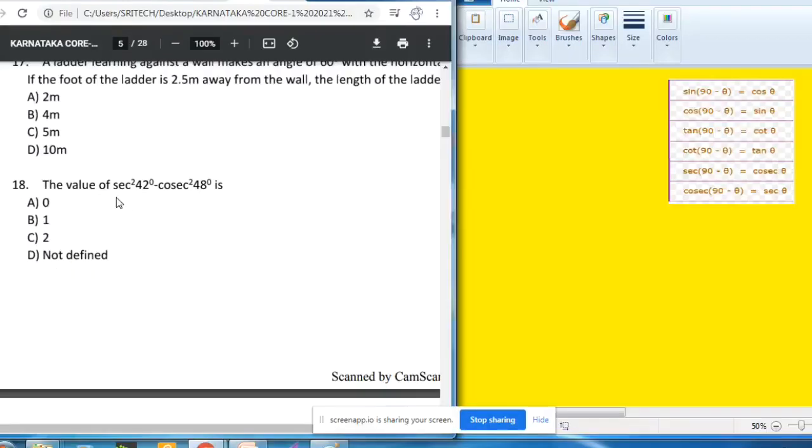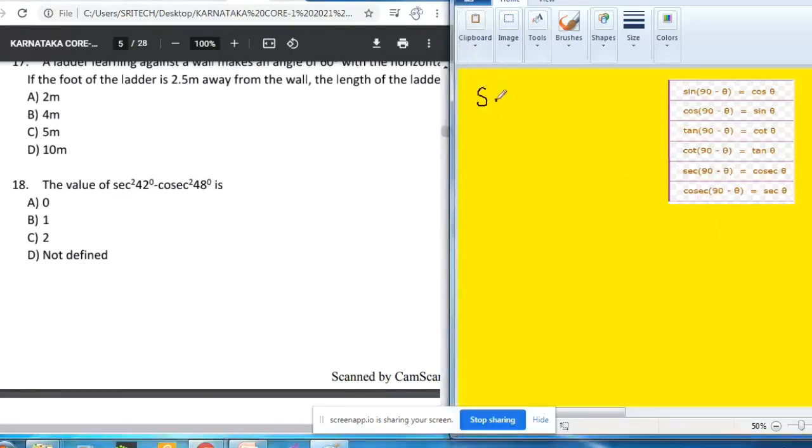18th question. The value of secant square 42 minus cosecant square 48 is. Clearly this is a complementary angle question. We'll see the complementary angles. Complementary angle for sine is cos and complementary angle for cos is sine. Tan 90 minus theta is cot theta, cot 90 minus theta is tan theta. Secant 90 minus theta is cosecant and complementary angle for cosecant is secant. If you know this, we can easily solve this problem.